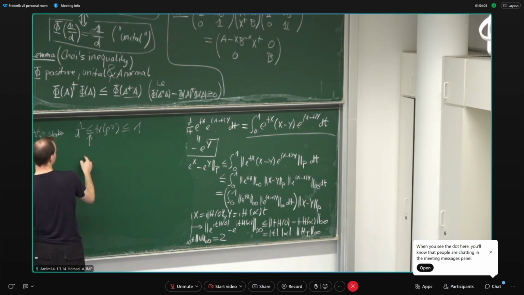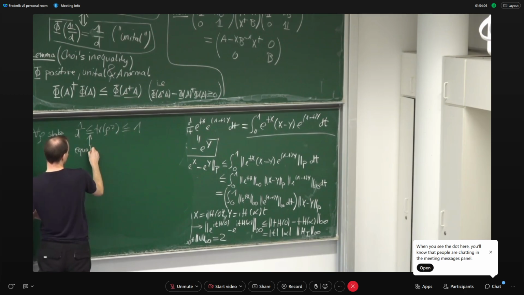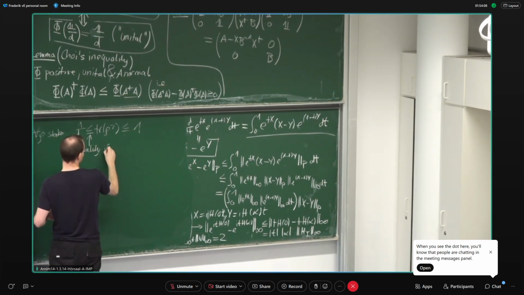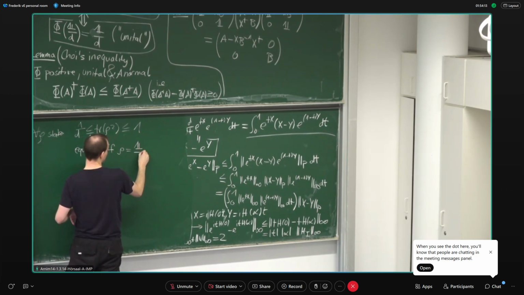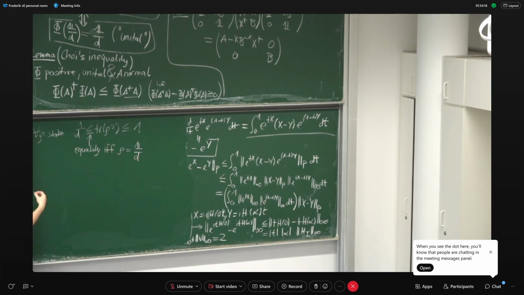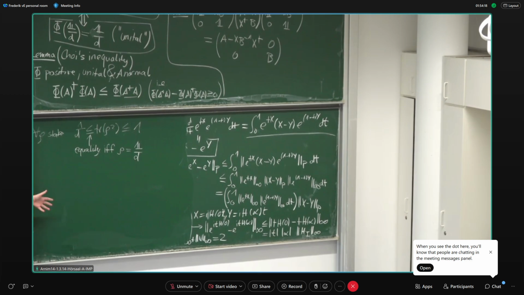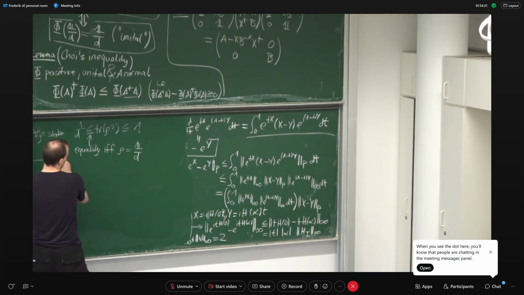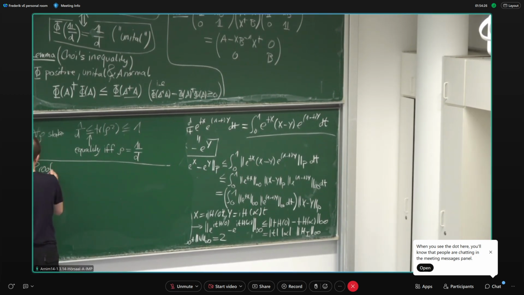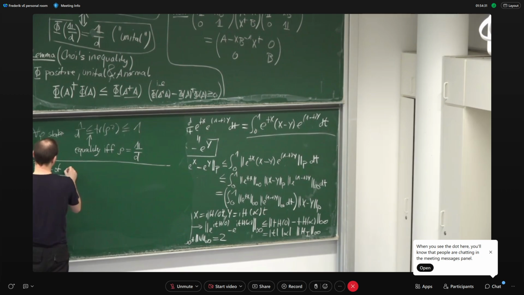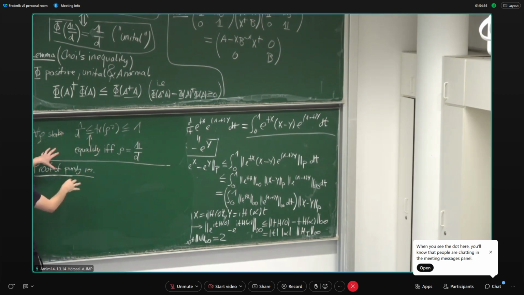And in this you have equality if and only if rho is the maximally mixed state. So the maximally mixed state is the unique state which has minimal purity. Purity result, I don't know. So we'll take this as a fact, we'll not prove this. We'll prove the upper bound.